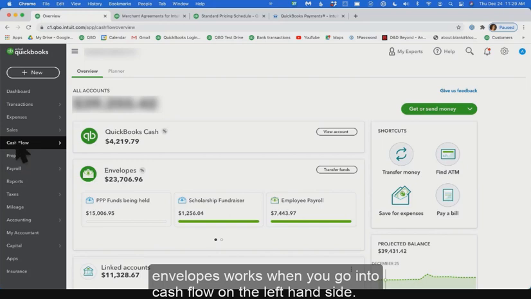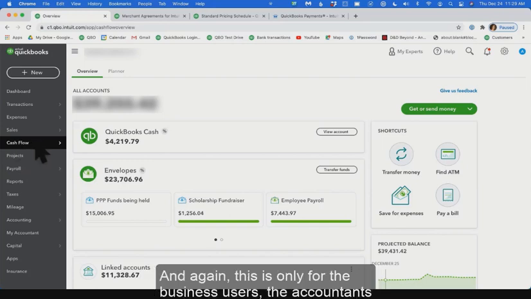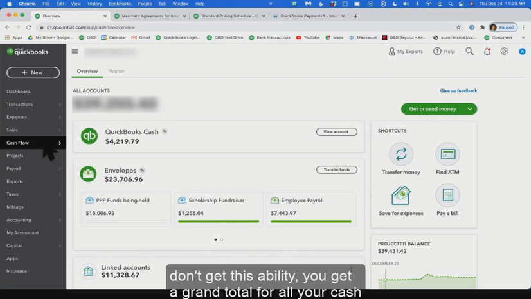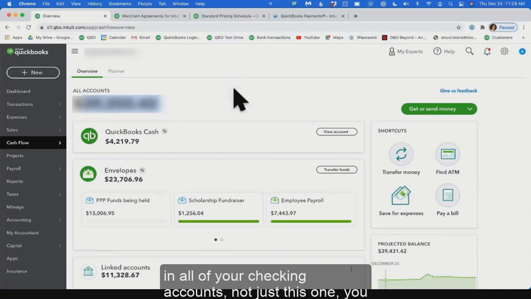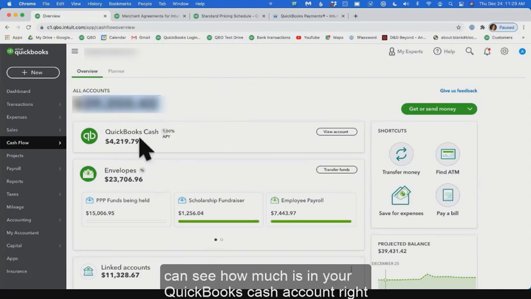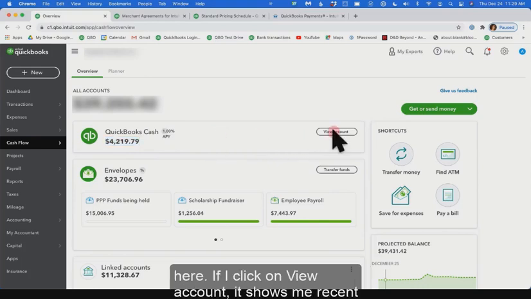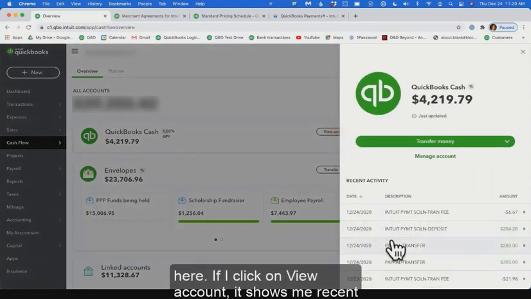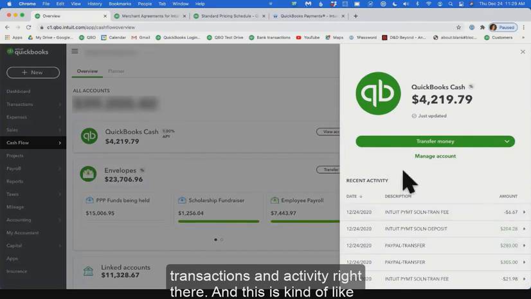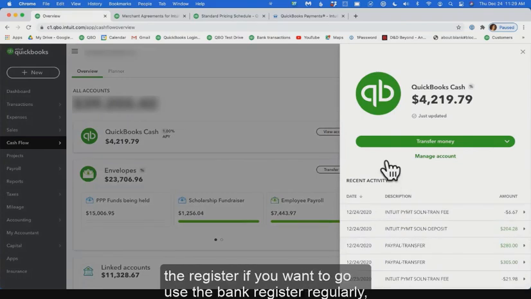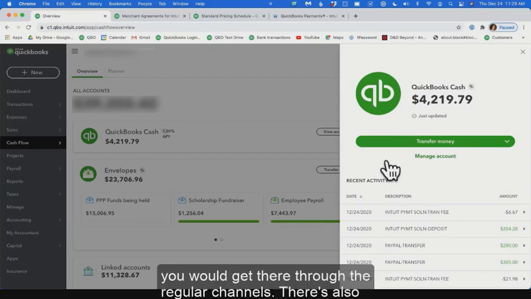So here's how the cash flow bank account and envelopes works. When you go into cash flow on the left-hand side, and again, this is only for the business users, the accountants don't get this ability, you get a grand total for all your cash in all of your checking accounts, not just this one. You can see how much is in your QuickBooks Cash account right here. If I click on View Account, it shows me recent transactions and activity right there. And this is kind of like the register. If you want to go use the bank register regularly, you would get there through the regular channels.